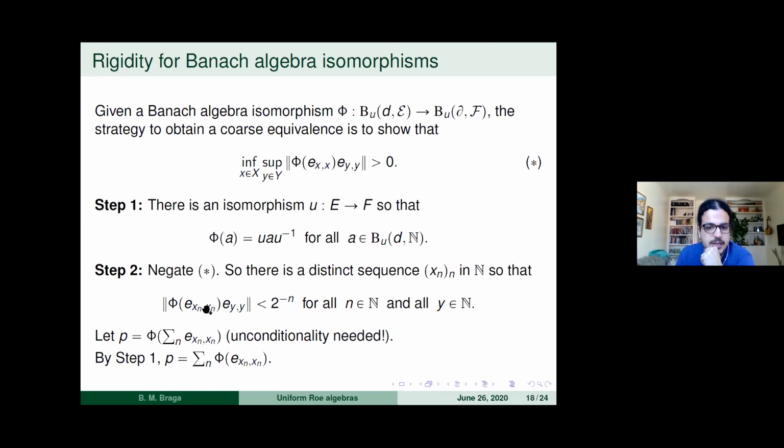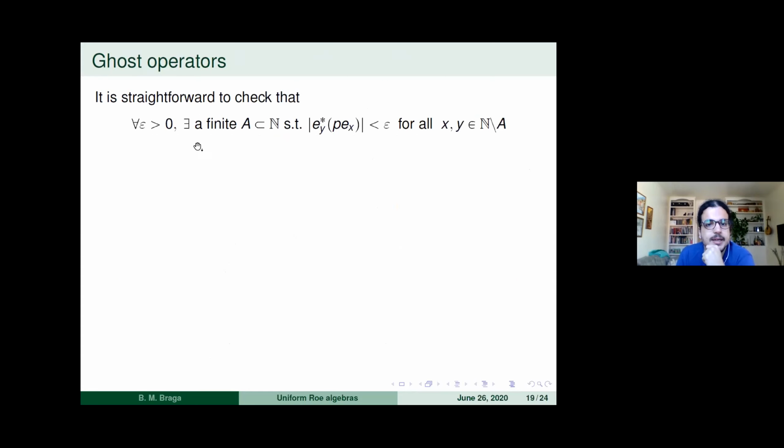Okay, so now in the next slide, because of this, we can easily see that this operator P satisfies this. So what am I saying? I'm saying that it doesn't matter how small I want the entries of the operator to be, as long as I forget finitely many elements of my metric space, if I look outside of those finitely many, I can get that these entries are that small.